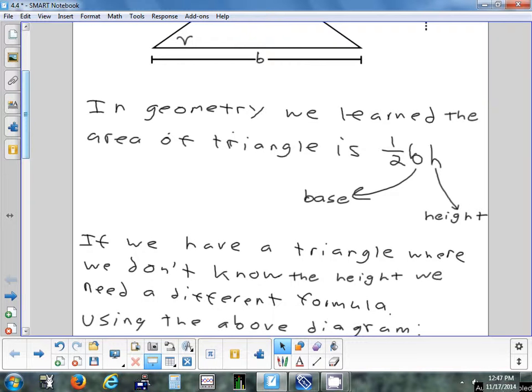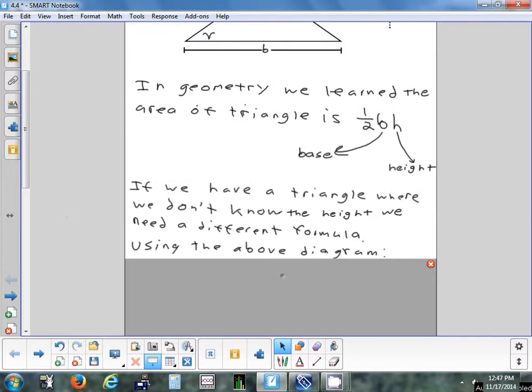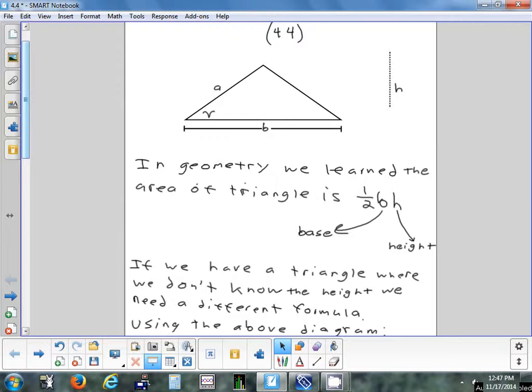So if you didn't have the height, let's look at the triangle up above. Let's say you knew B, that's the base, and they gave you some other information. In this case, they're going to give us how long another one of the sides is, and they're going to give us an angle. If they give us those three pieces of information, that's enough to find the area of that triangle. Not using the formula that we're used to, but using a formula that's kind of based off of it.